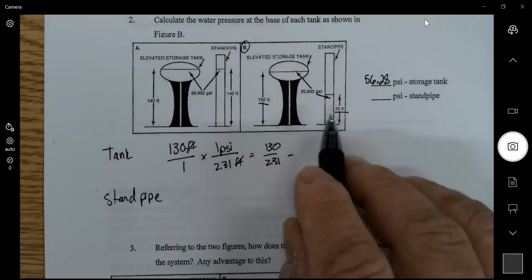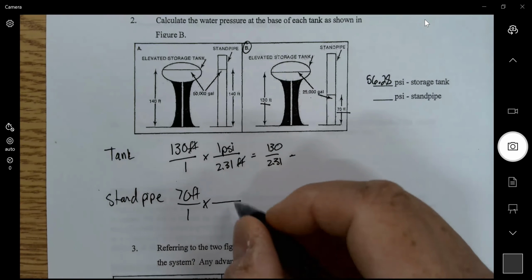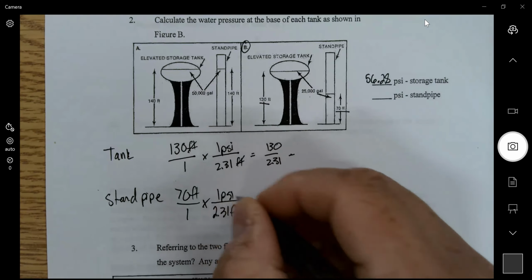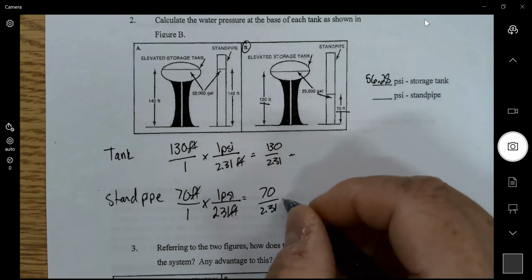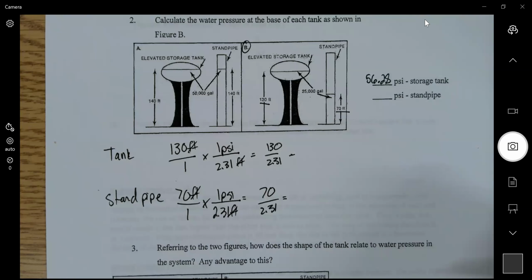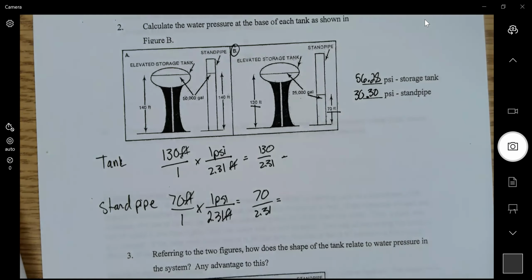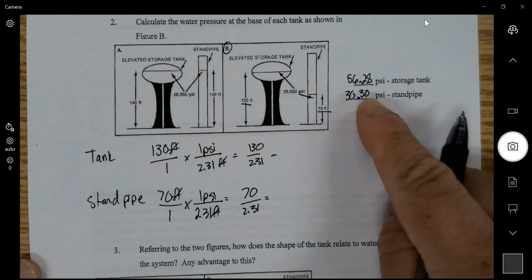All right, now the standpipe is 70 feet of water. And that's going to be just like this: 2.31 below, 1 psi up top here. So I'm going to get 70 divided by 2.31, and that's going to give me 30.30. Okay, so real quick, let's talk about a couple things. That's our two different pressures here.